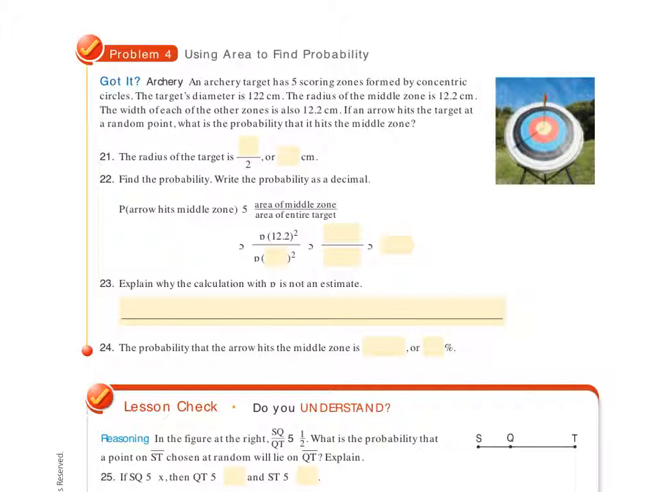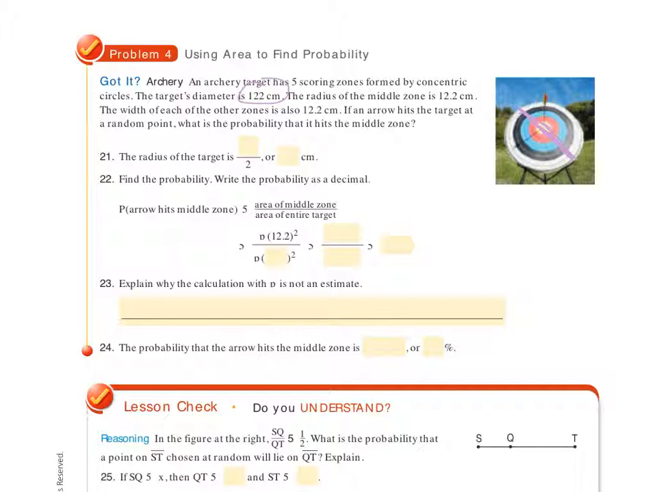An archery target has 5 scoring zones formed by concentric circles. The target's diameter is 122 centimeters. So from here to here, because I said diameter, right? So all the way across, that's the 122. The radius of the middle zone is 12.2. The width of each of the other zones is also 12.2.